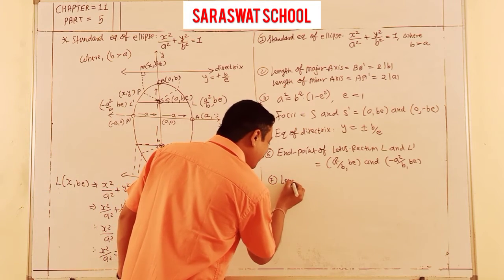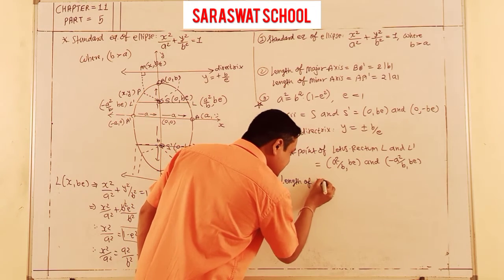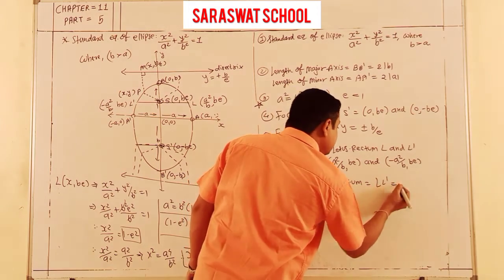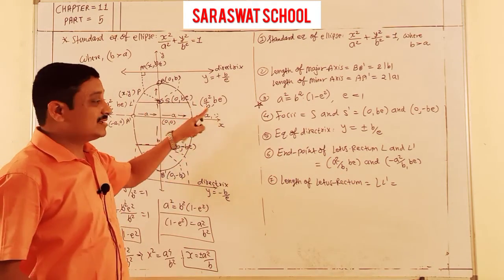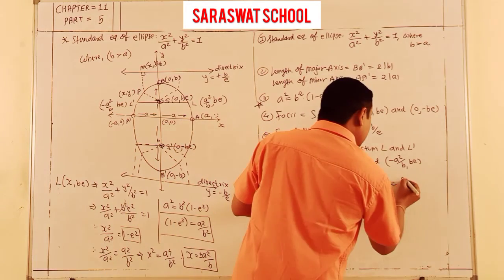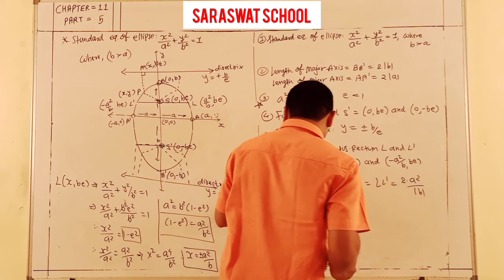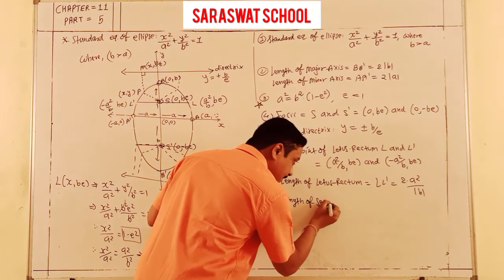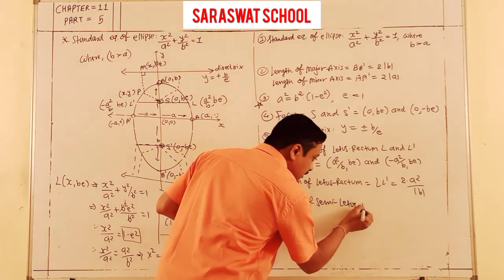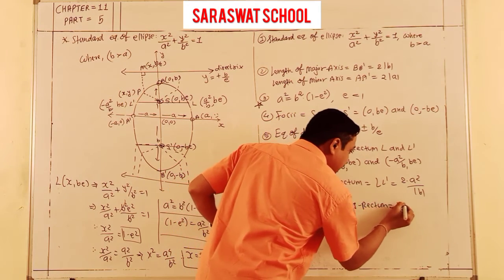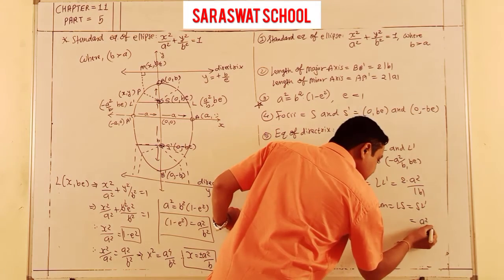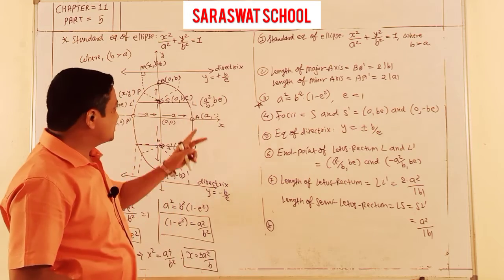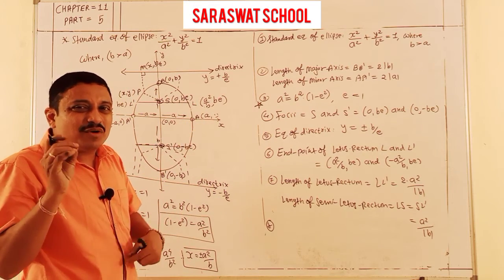Yes, the length of latus rectum, which is L L dash, is exactly the distance covered between the two points, a square by b plus or minus, so the plus or minus cancels: 2 times a square by modulus b. And the length of semi latus rectum, meaning L S or S L dash, is a square by modulus b. Now point number 8. Yes students, systematically I explain one by one all points.